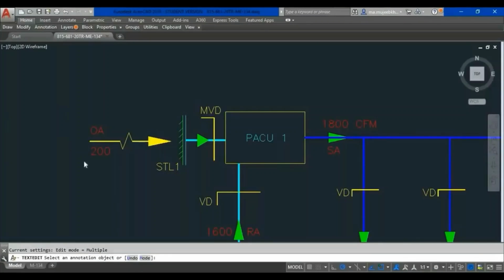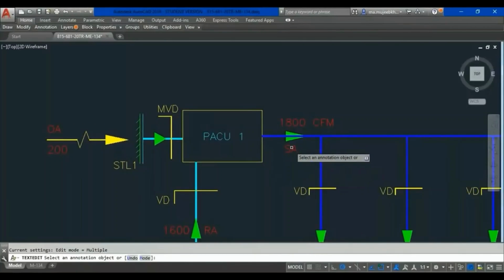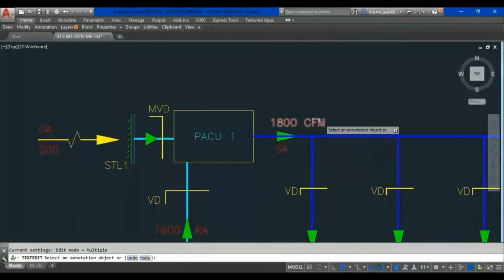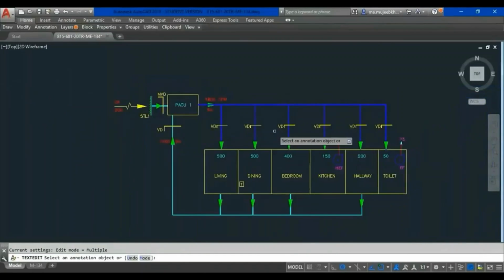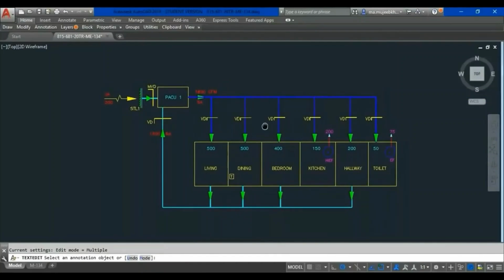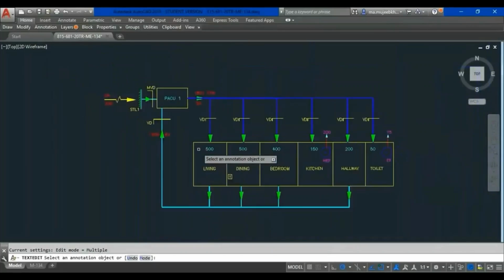Now let us understand with an example where I can explain to you in detail. If you can see, we have taken an example of a package unit. So now the supply air is 1800 CFM, which is divided into each particular zone. Here you can see that we have taken an example of the same zones, where the supply air is provided by the packaged air conditioning unit.